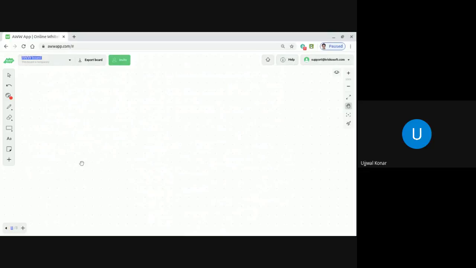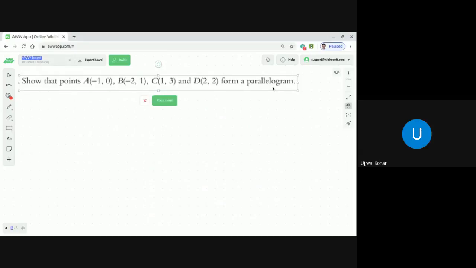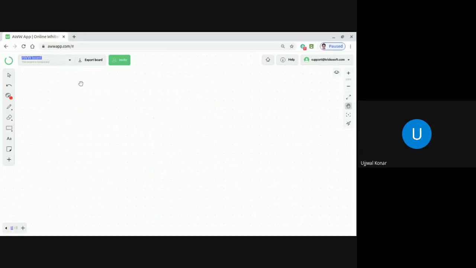The next question is in front of you, dear students. Show that the points A(minus 1, 0), B(minus 2, 1), C(1, 3), and D(2, 2) form a parallelogram.